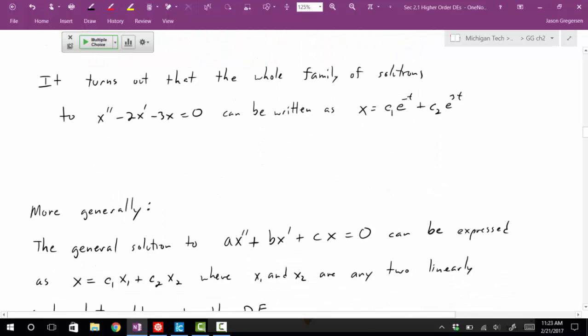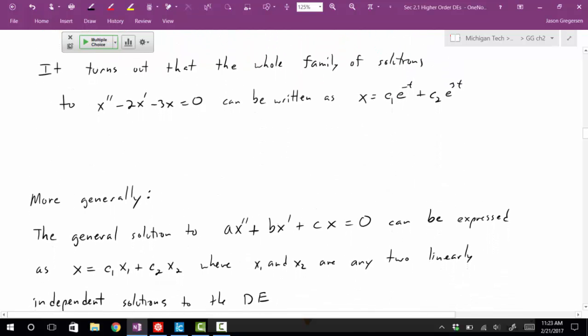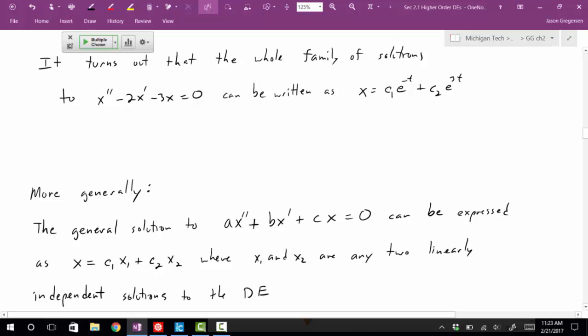In fact, more generally, if you have any second order homogeneous linear differential equation with constant coefficients, right, ax double prime plus bx prime plus cx equals 0, I can always express my solution like this: constant times some solution plus some other constant times some other solution, where x1, x2 are 2 linearly independent solutions to my differential equation. That's great. That's a way that I can find the whole solution family. All it is is a linear combination of these 2 other pieces.